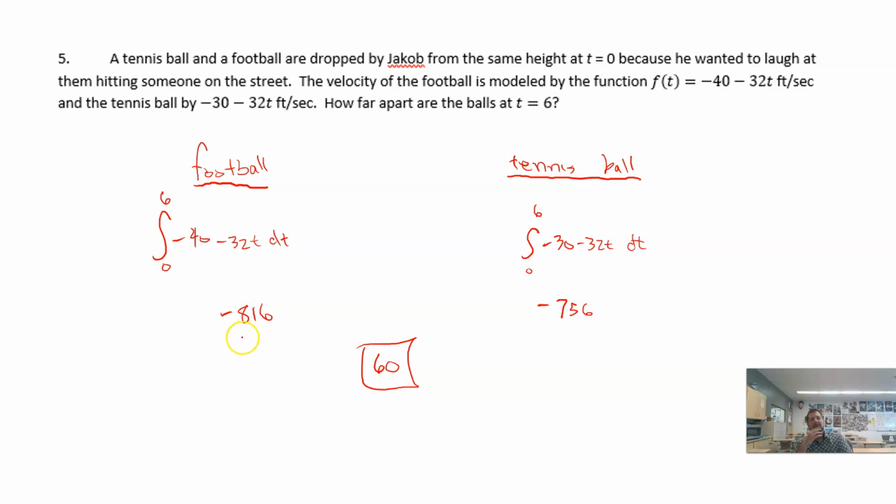Well, when I do the football one, I get negative 816. What that means is during the first 6 seconds, that is how far the ball has fallen versus where it started. That's why it's a negative number, because the ball has fallen that much. At the same time, I got the tennis ball at 756. So that's 756 feet from where we dropped it from. The difference between those two numbers is 60, so the correct answer to number 5 is 60. If you wanted to put units on it, it would be 60 feet.